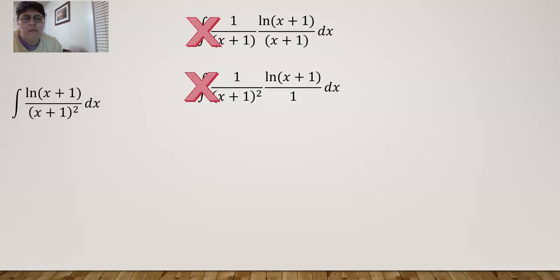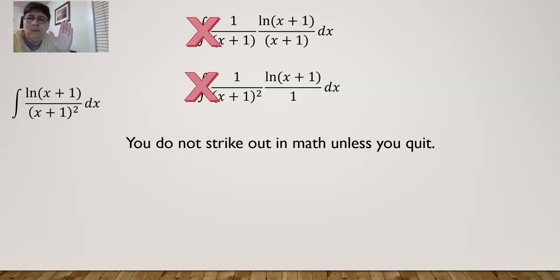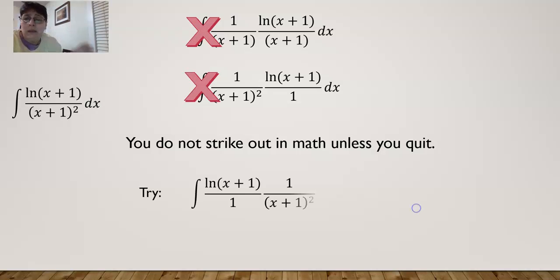Now this is not baseball. We don't have 3 strikes and you're out. You don't strike out in math unless you just quit. So there are 2 ways that don't work. It's okay. So I looked at it again. I said, what if we just switch these 2 terms around? So we'll make this piece the one we take the derivative of, and this piece, let's find the integration.